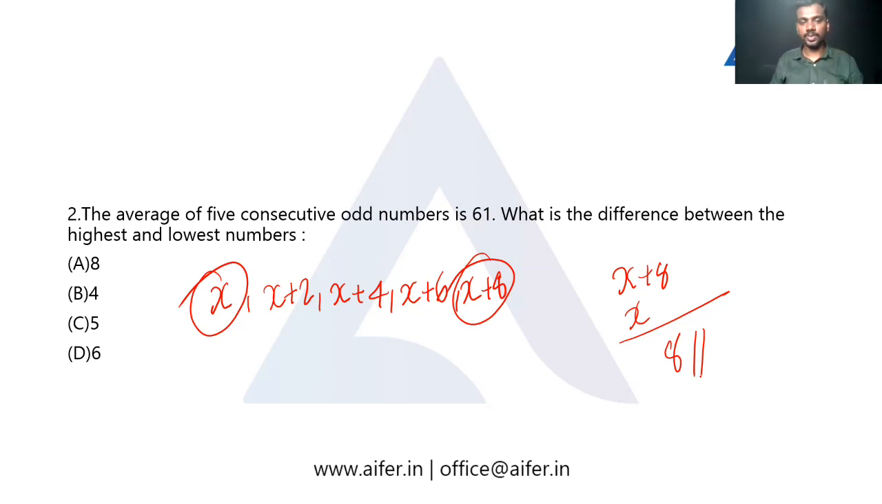In this particular question, the average of 5 consecutive odd numbers is 61. What's the difference between the highest and lowest numbers? We have x, x plus 2, x plus 4, x plus 6, and x plus 8 as the different numbers. There is no need of equating with the average value, that's 61, and finding the numbers. The reason is simple, because the question is, what's the difference between the highest and the lowest? Highest is x plus 8, minus lowest, that is x. X plus 8 minus x, 8 is the correct answer. So we have option A, 8 as the correct answer.